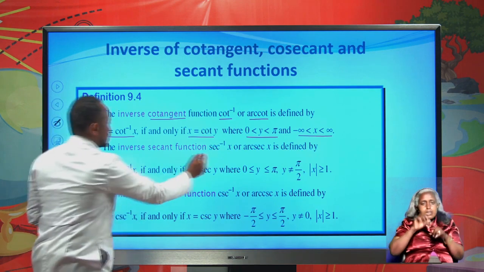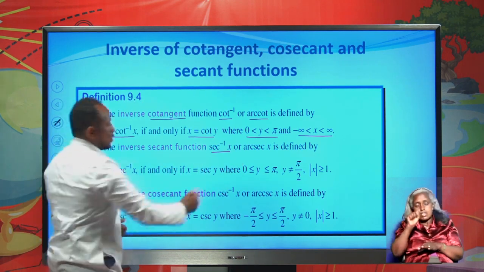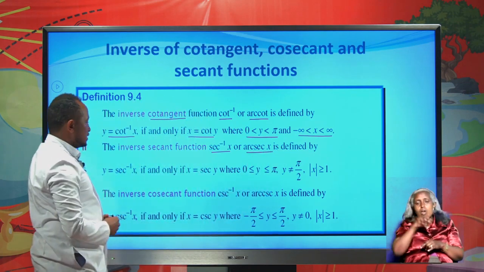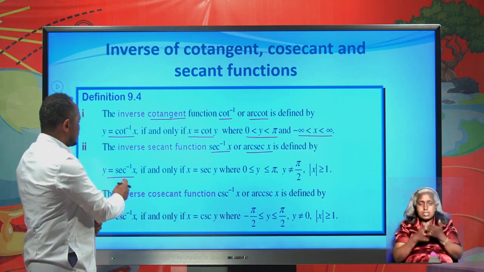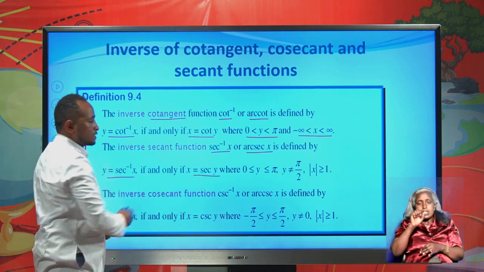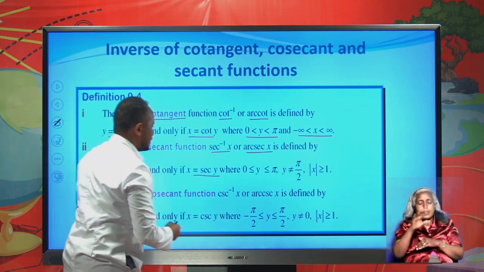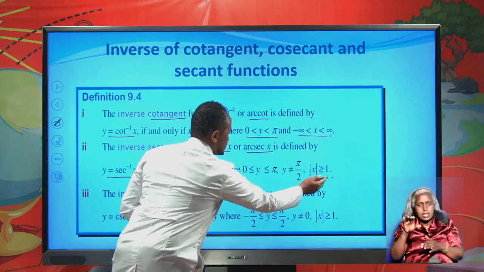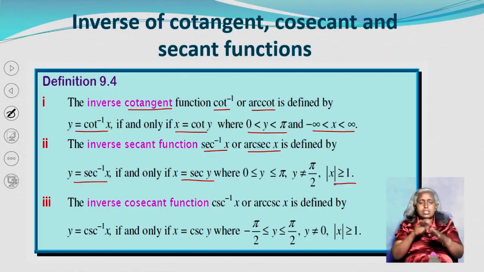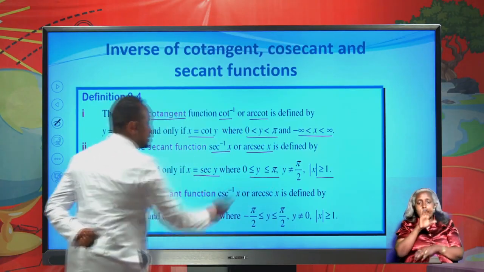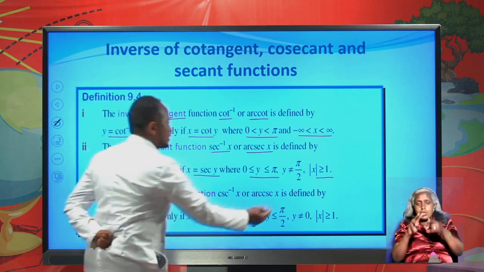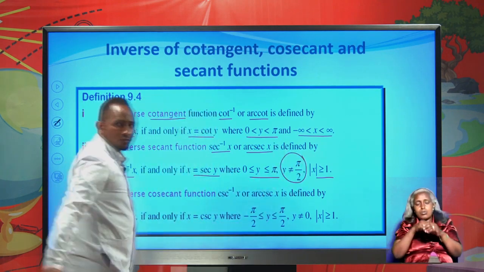The inverse of the secant function is given by sec inverse of x, or arc sec x. It is defined by this form, y is equal to sec inverse of x, and this happens if and only if sec y gives you x. The domain is the absolute value of x greater than or equal to 1. That means x is greater than or equal to 1, or x is less than or equal to -1. Its range is between 0 and pi inclusive, without including pi over 2.